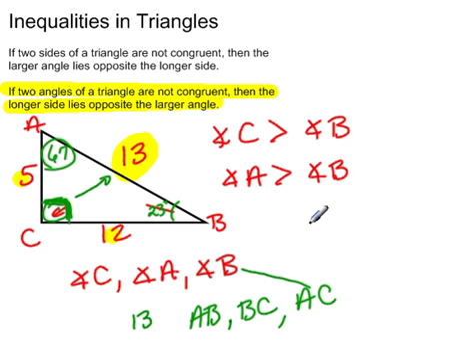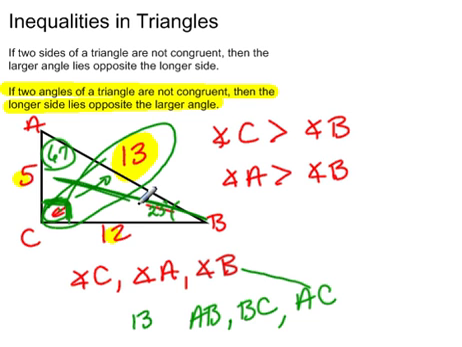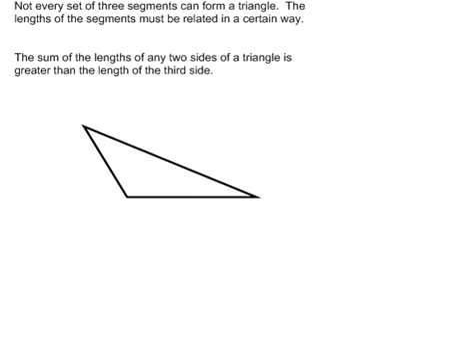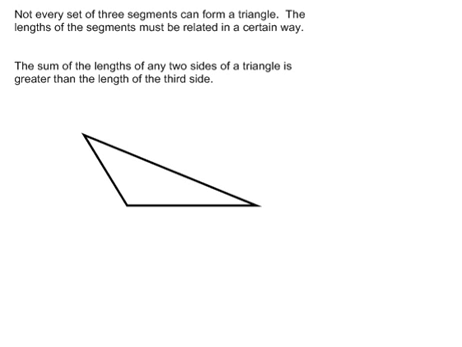So for inequalities of a triangle, if two sides of a triangle are not congruent, then the largest angle lies opposite the longer side. It's just pairs. Notice that the big people go with the big people, and the little bitty people go with the little bitty people. That's how it works in this triangle. But let's take it a little bit further. Now, I can give you any three random lengths, but do they all three form a triangle?